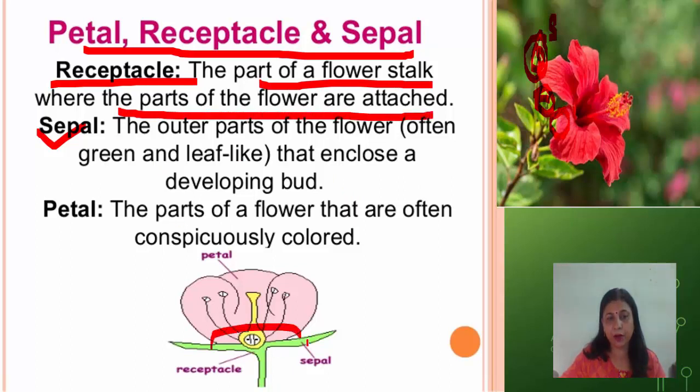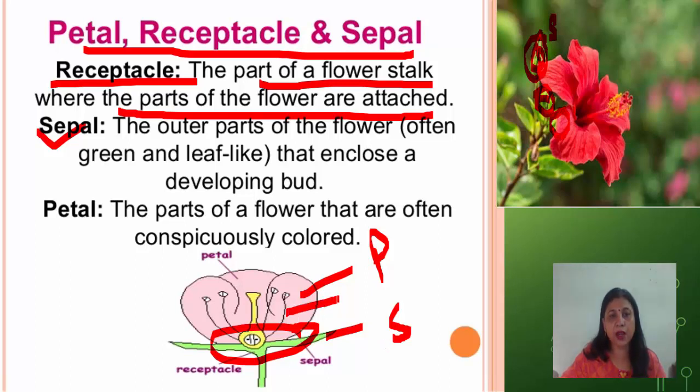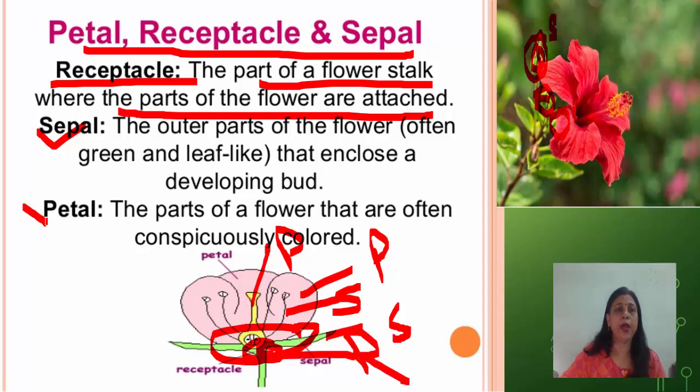You can see in this figure, the green ones are the sepals, these are the petals, these are the stamens, and this is the pistil. They all are attached to this part, and this is known as the receptacle. Now petals are the parts of a flower that are often conspicuously colored, meaning beautifully colored or sweetly scented.